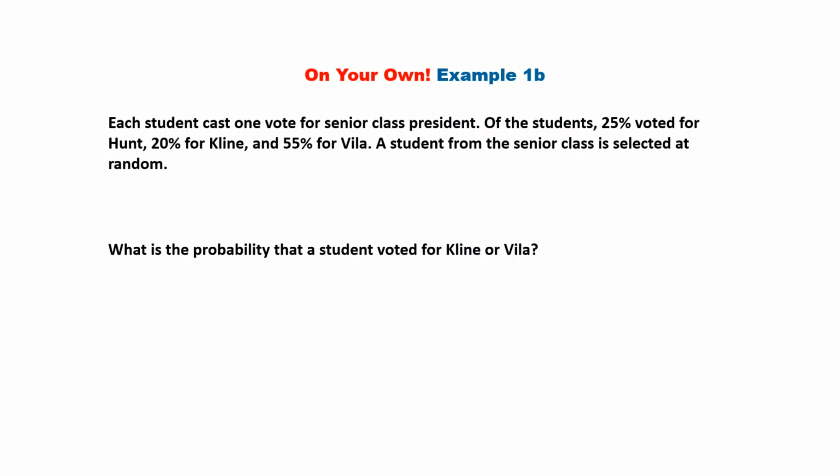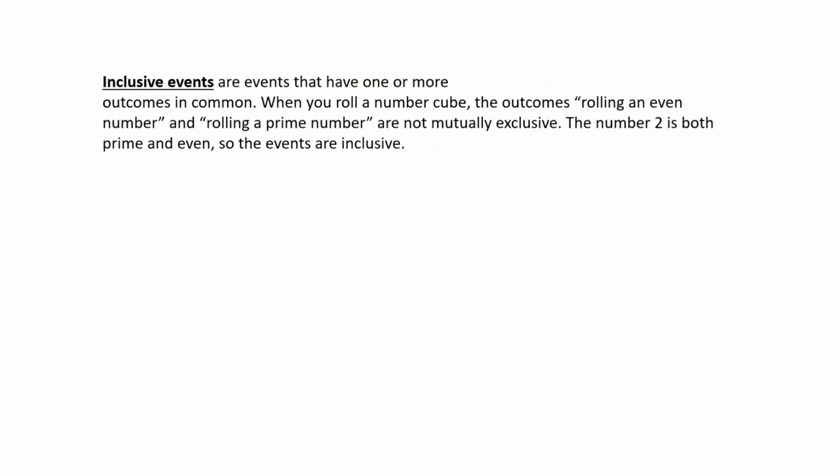All right, so again, we have the same information. It says a student from the senior class is selected at random. What is the probability that a student voted for Klein or Villa? So there's our word or, so that tells us a union, and that tells us that we want to add our two probabilities together. So the probability of voting for Klein was 20%, so that's 20 out of 100, and the probability of voting for Villa is 55%. So when we add those two together, 20% plus 55%, we get 75%.